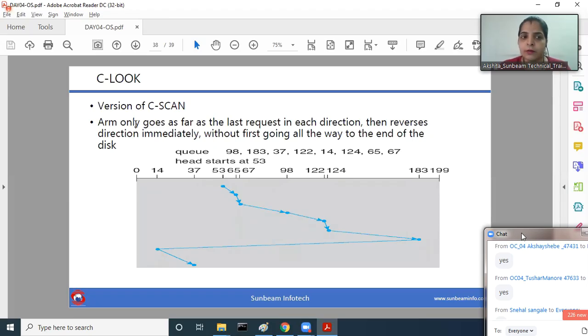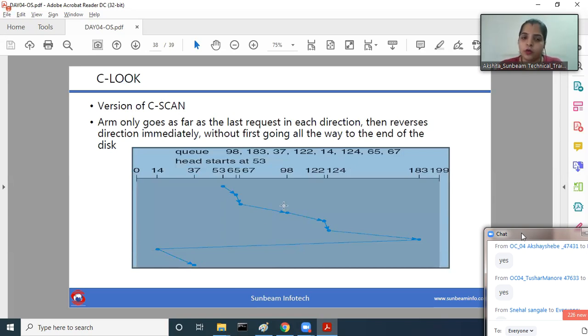The disk arm only goes as far as the last request in each direction, then reverses the direction immediately without going to the first head. Did it go to 0 in reverse? No. It will go to wherever its first request is. That is called LOOK. In LOOK, on the reverse it will come and go directly to 37 and 14. In C-LOOK, it will come back to 14 and stop at 37. That is in circular LOOK.